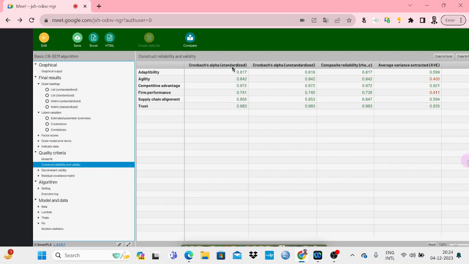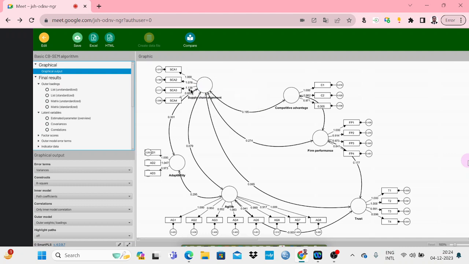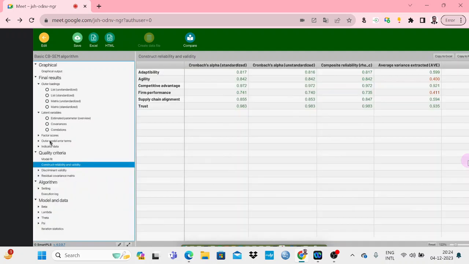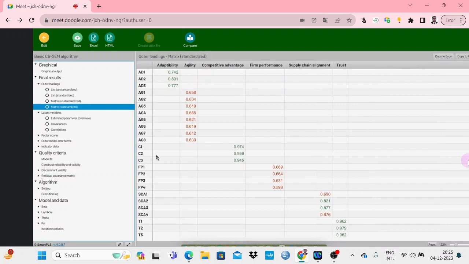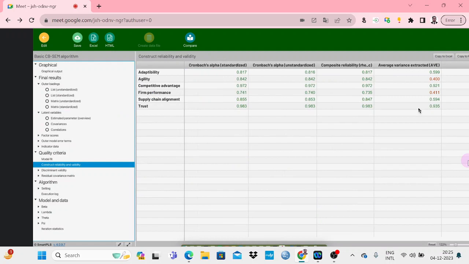Now, another important thing is validity. In this stage, what we are testing is convergent validity. Convergent validity means that this structure that we have proposed, that alignment is 4 items, agility is 8 items, whether this structure actually converges onto the data that we have supplied. That is measured using 2 matrices, composite reliability, also known as rho C, and average variance extracted. There is a formula for that, and these 2 matrices are calculated from these standardized loadings only. So what are the quality criteria?